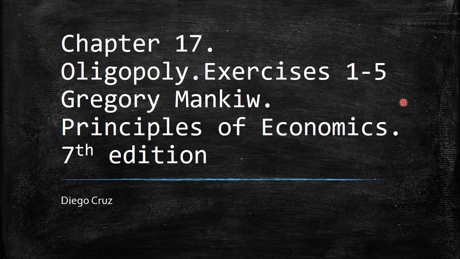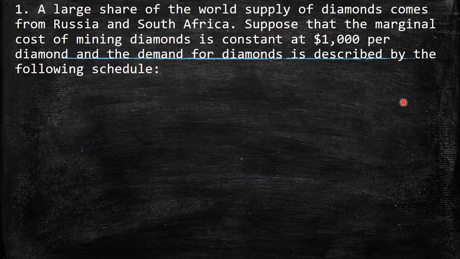We're going to discuss exercises 1 to 5 of the chapter on oligopoly. This is from the book Principles of Economics by Gregory Mankiw, 7th edition. So the first question says, a large share of the world's supply of diamonds comes from Russia and South Africa. Suppose that the marginal cost of mining diamonds is constant at $1,000 per diamond, and the demand for diamonds is described by the following schedule.